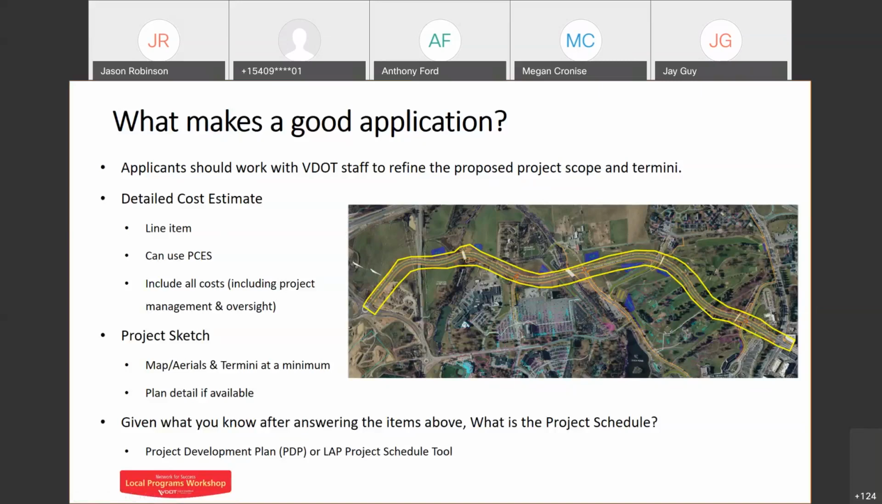And then some of the tools that we have to help along the way, we have a project development plan and the LEP schedule tool if it's going to be a locally administered project. Those tools are Excel spreadsheets that you can enter a date in the beginning and check off the pieces of your project that are going to be required, be it federal or state, and give you a good idea of what the schedule truly might be on your project.